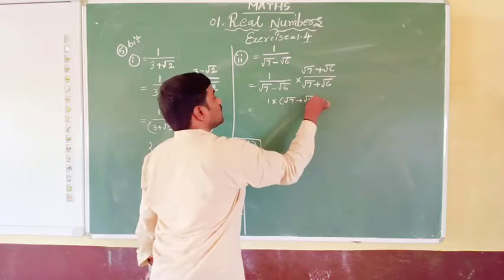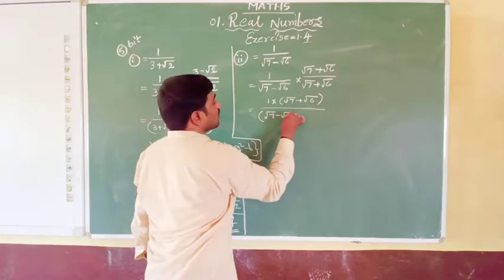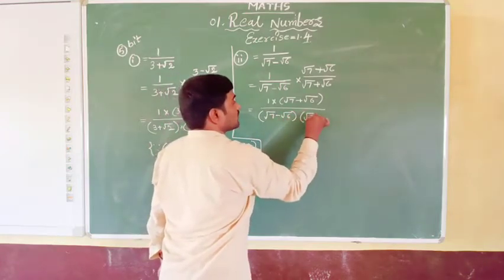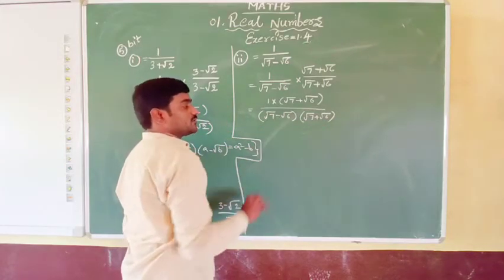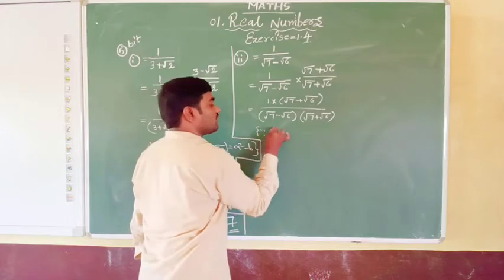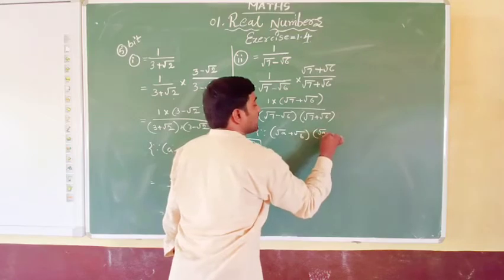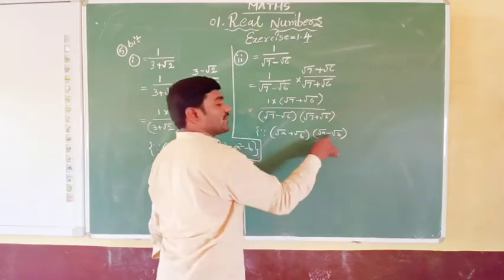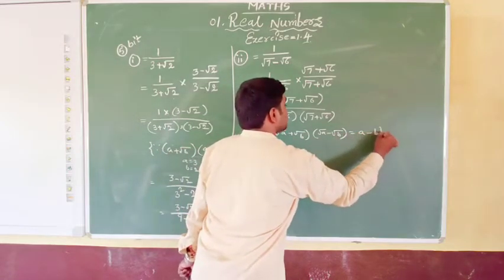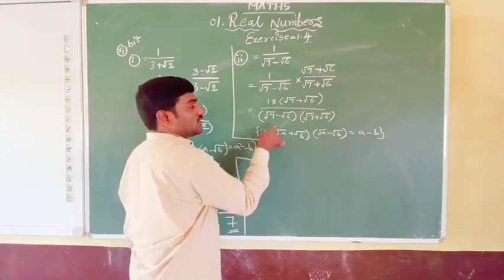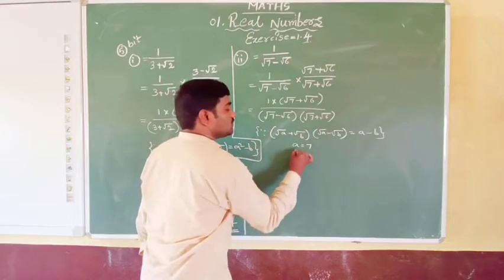root 7 plus root 6 by, here we get, root 7 minus root 6 into root 7 plus root 6. Now it is in the form of a plus b into a minus b. We have one formula: root a plus root b into root a minus root b, or root a minus root b into root a plus root b, that is equal to a minus b. This is the formula actually. So what is a equal to here? Root and root are the same. a equal to 7, b equal to 6.